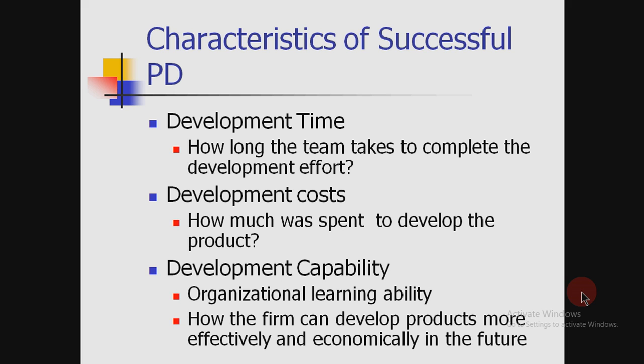Then development cost: how much was spent to develop the product? Basically, the main aim is to maximize the profit. No company runs by investing much and getting less, right? If we are not getting the profit, then our business is in loss. Then we have the development capability, the organizational learning ability: how the firm can develop products more effectively and economically in the future.